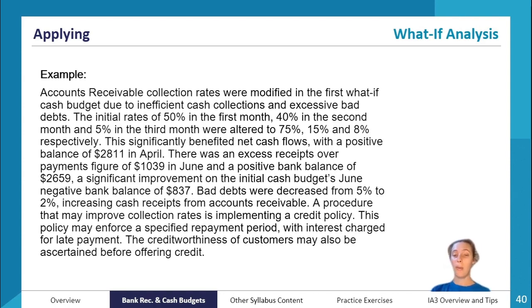So we're finishing the paragraph by looking at how we could actually achieve what we are suggesting in this what-if cash budget. So a credit policy in this case could improve our accounts receivable rates, which is what we adjusted in this what-if analysis. And then we're explaining that further. This policy may enforce a specified payment period with interest charged for late payment, and the creditworthiness of customers may also be ascertained before offering them credit.